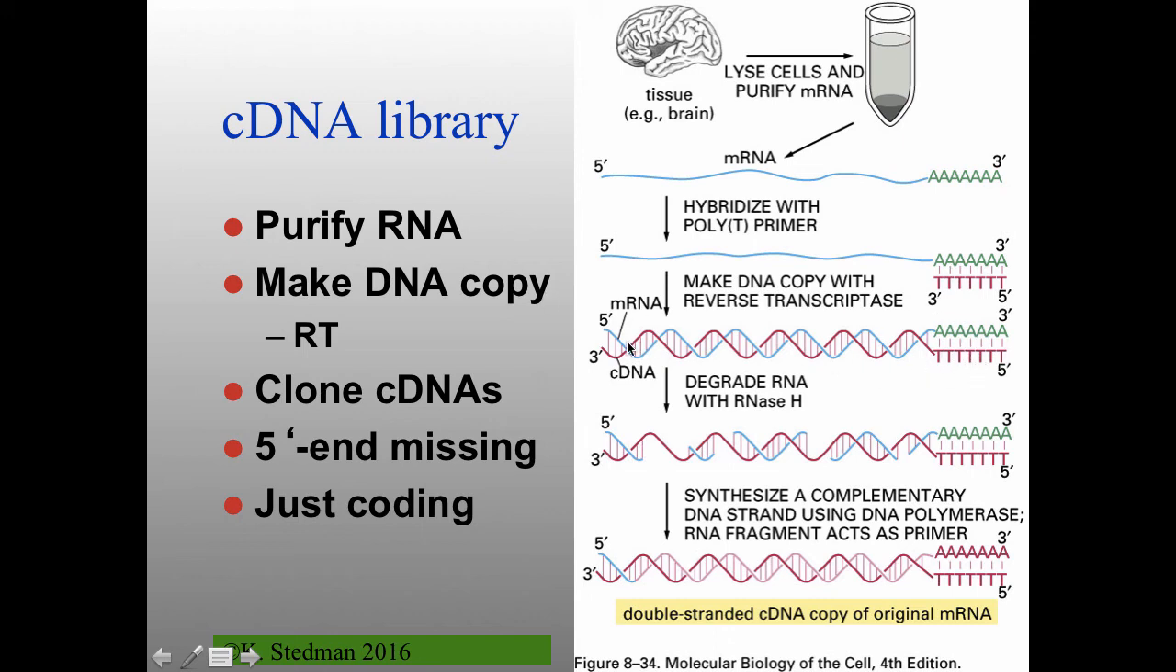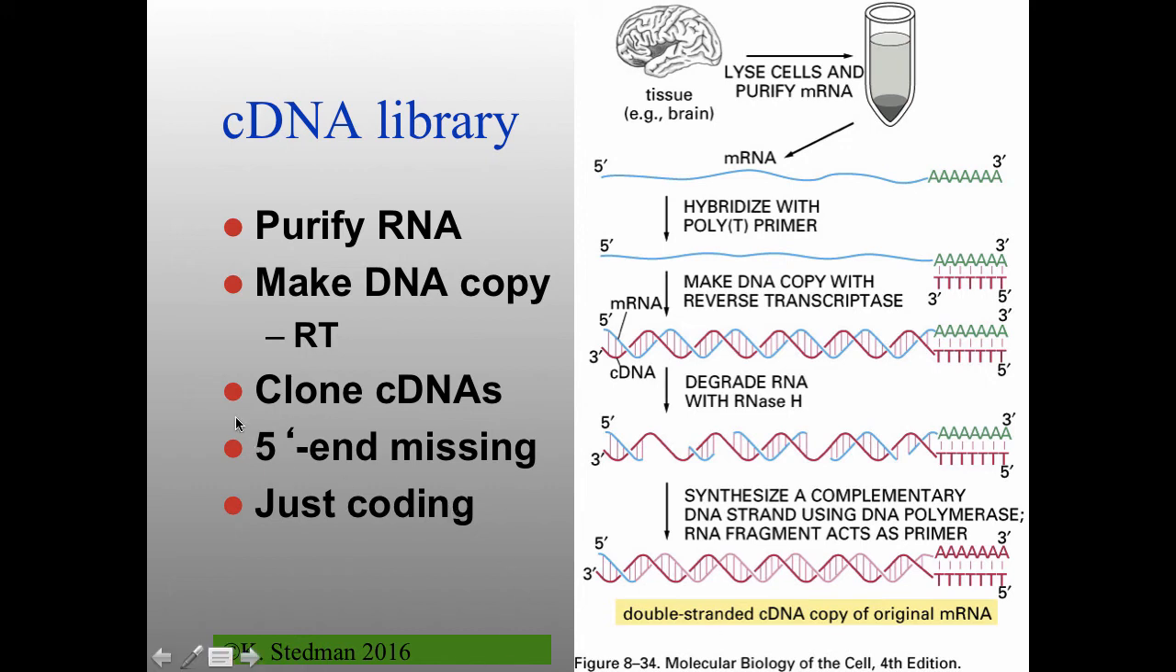RNase H, you either put in separately, or many of these reverse transcriptases have their own RNase H that comes with them, degrades the RNA. Now you have an RNA primer, which will extend this. What happens is this little piece is actually lost. So just like you have a case with telomeres at the end of your genomes, this is an extra piece. You don't have telomerase in here. So you lose a little bit of your 5' ends when you do this, but usually you've got enough here.